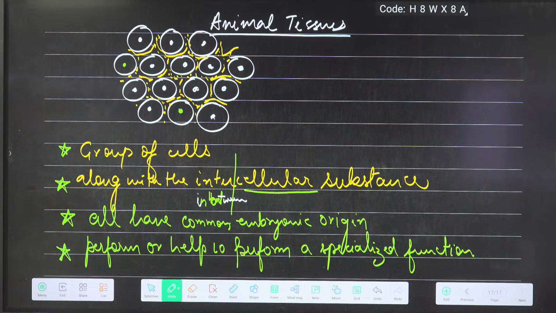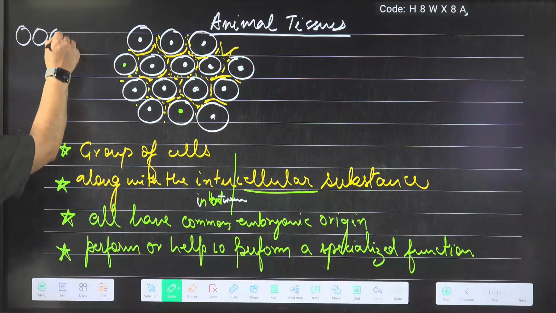Now this definition is only for understanding the real meaning of a tissue. However, in the NCERT definition, a little different language is given. Up till the yellow one is the same in the NCERT textbook also: group of cells along with the intercellular substance. Up till here they have given the same definition, but later on a little different. I have written the different one with the green color, so that right from the very beginning your concept building occurs.